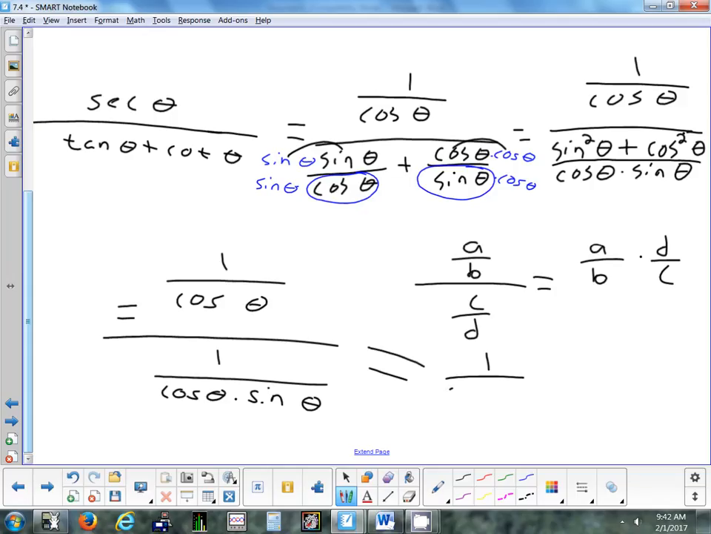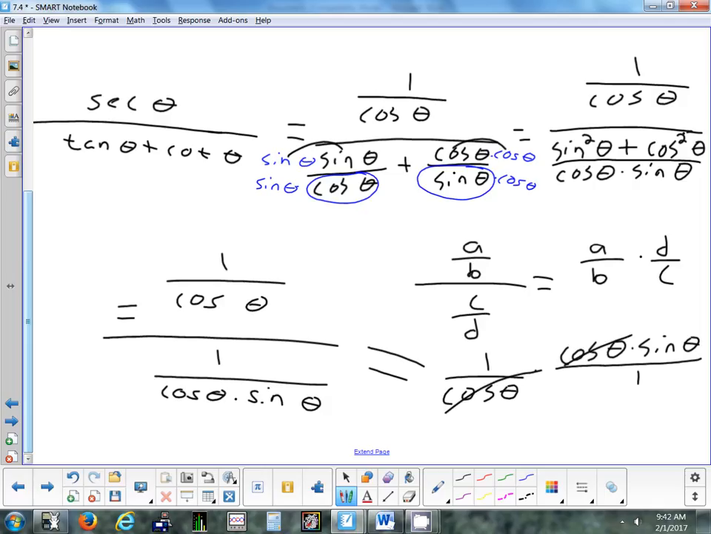Keep the top the same. What's the reciprocal of the bottom? Cosine times sine, over 1. Now look what happened. You're multiplying fractions, and you have the same thing in the top and the bottom. So what happens? The cosines cancel.